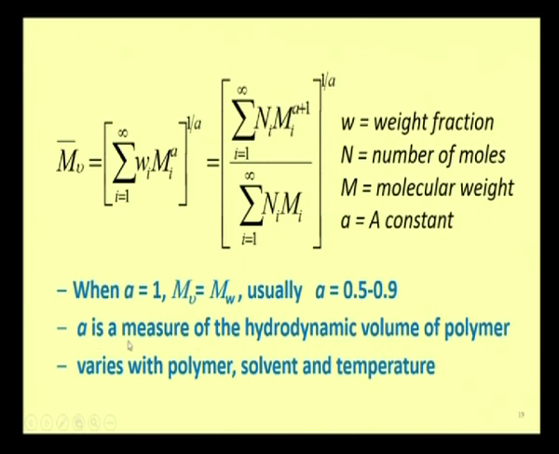A is a constant which is a measure of the hydrodynamic volume of the polymer when it is present in the solution form. It varies with polymer, it varies with the solvent used for the preparation of the polymer solution, and it also depends on the temperature of analysis. Now, coming to the determination, having seen the 4 different types of molecular weights, namely number average, weight average, Z average, and an introduction to the viscosity average, we have also seen what a molecular weight distribution curve is.